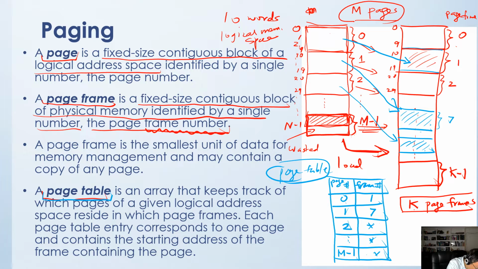So it's an array that keeps track of which pages of a given logical address space reside in which page frames. Which pages reside in which page frames. That's the purpose of the page table.